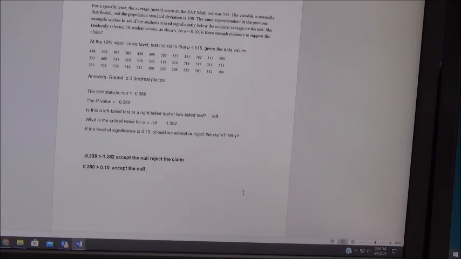So I've typed in the answers there to that one. The test statistic was negative 0.358. The p-value, 0.360. It was a left-tailed test. The critical value was negative 1.282. And then, should we accept or reject the claim? Well, we ended up rejecting the claim. And either you would say that the test statistic was greater than the critical value, so we would accept the null, or we would say that the p-value was greater than your alpha value. So again, we accept the null, which means we're going to reject the claim.